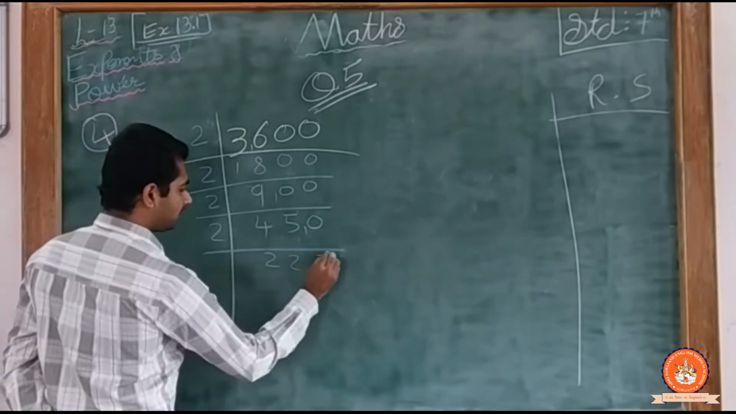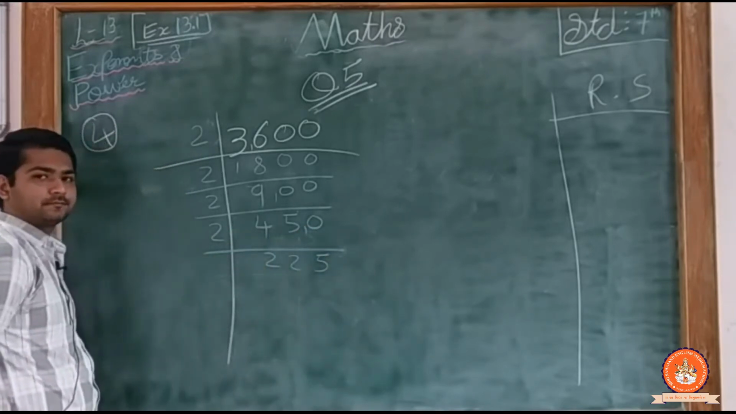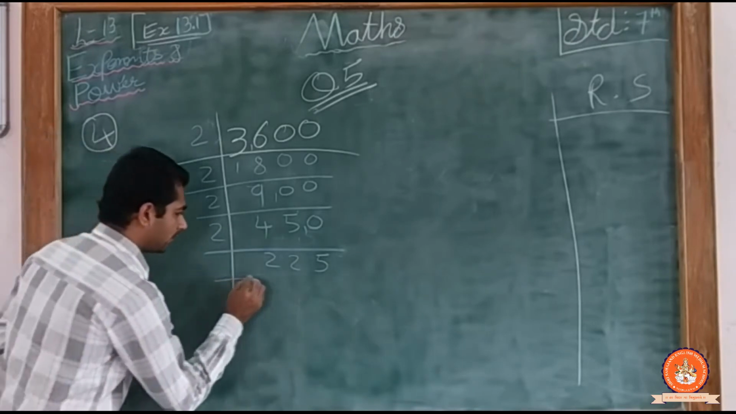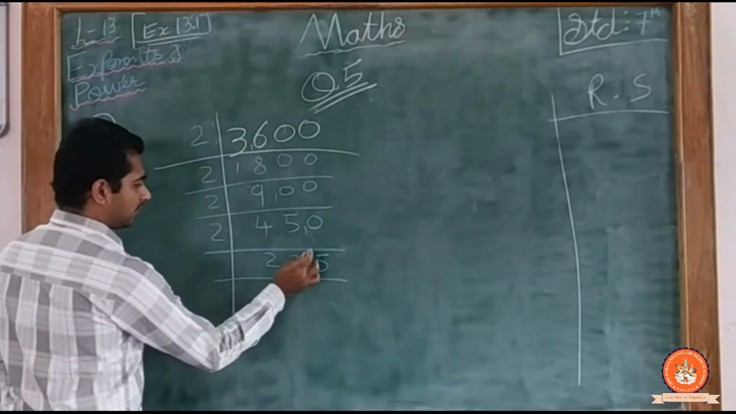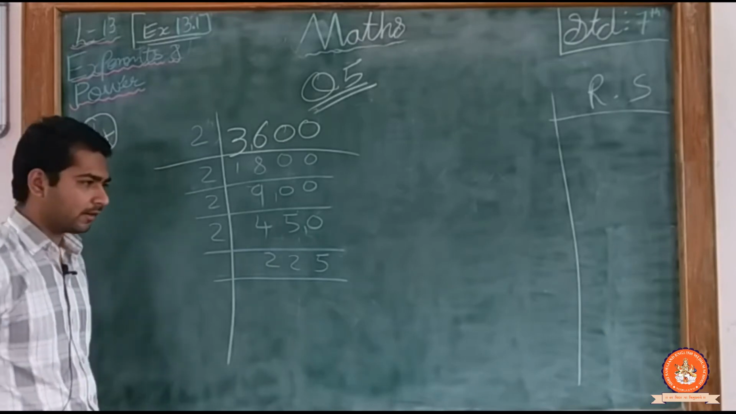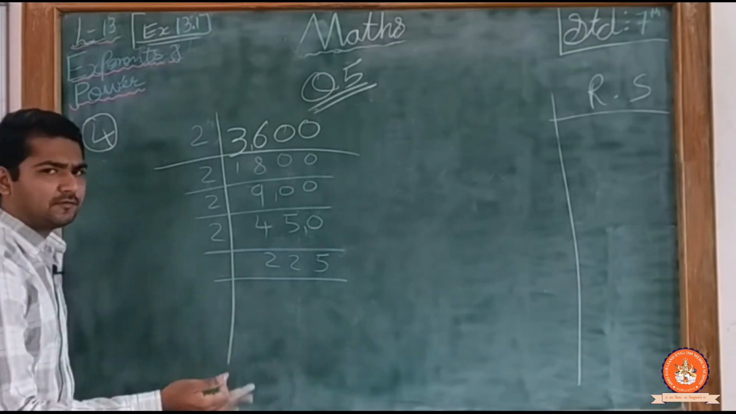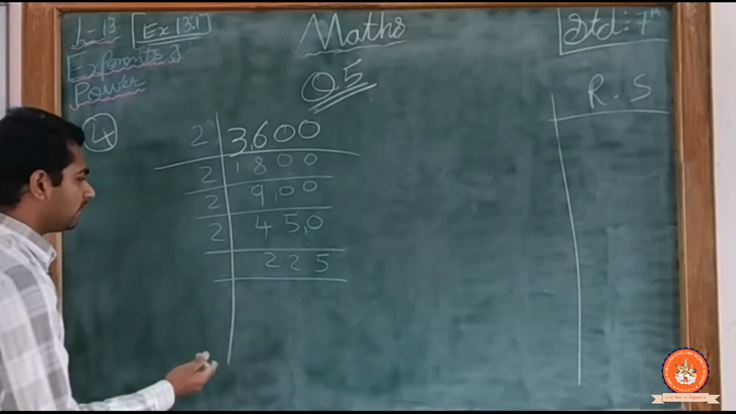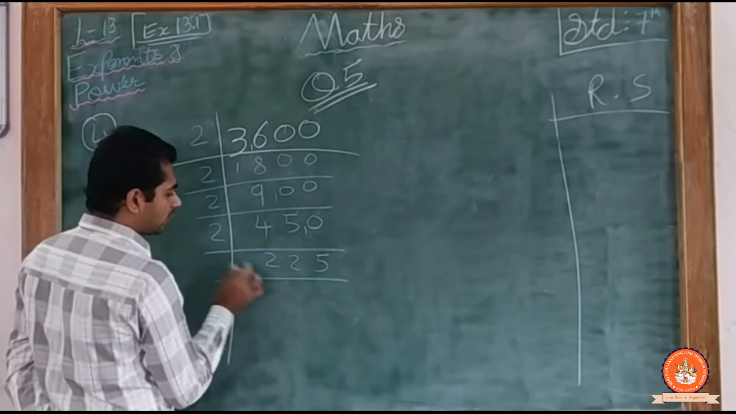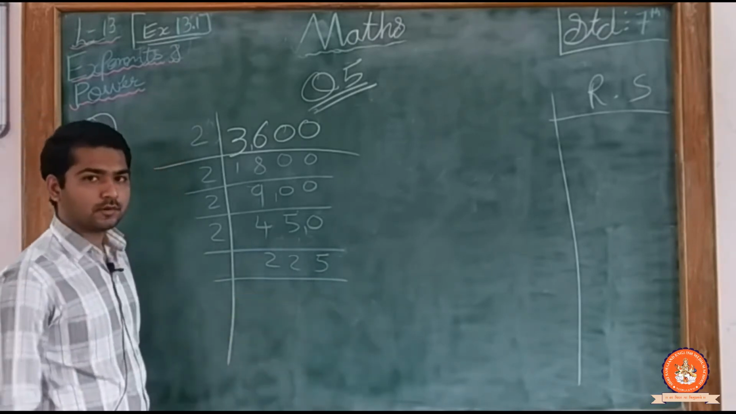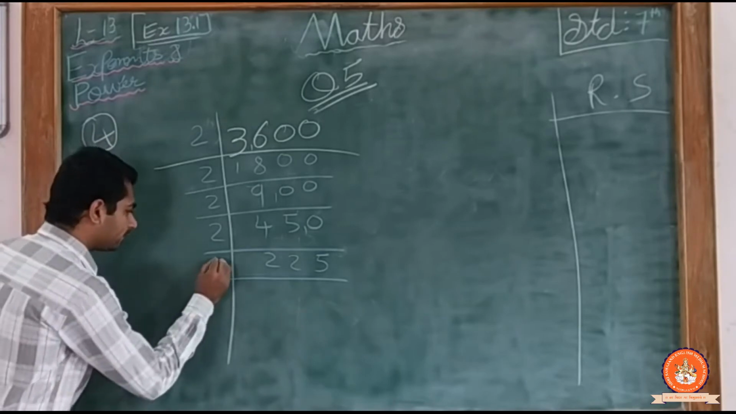So 2 5 is 10. This is done too. Now here the last term is 5, which is an odd number. So if I divide by 2, it will not work. But let's see. 2 1s are 2, 2 1s are 2, 5 remains. So it is not possible to divide by 2. So we will try 3.